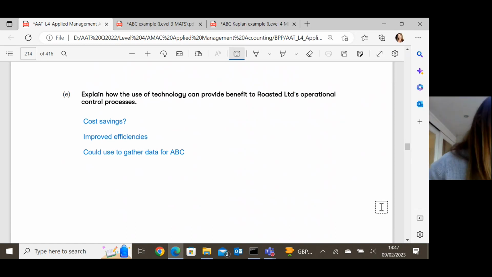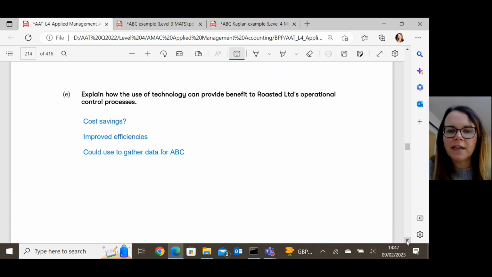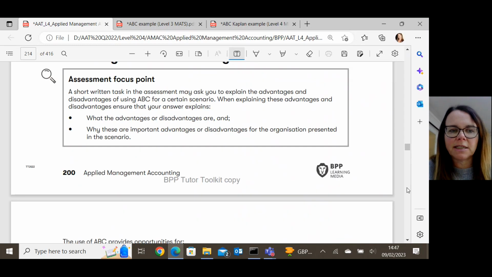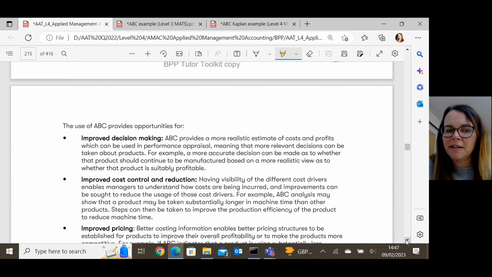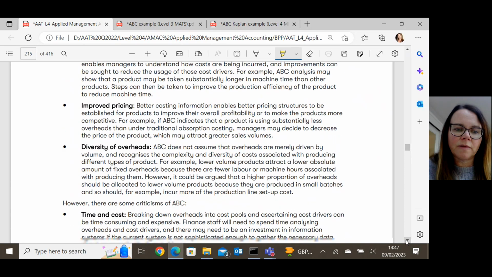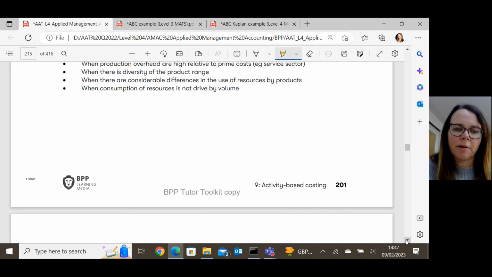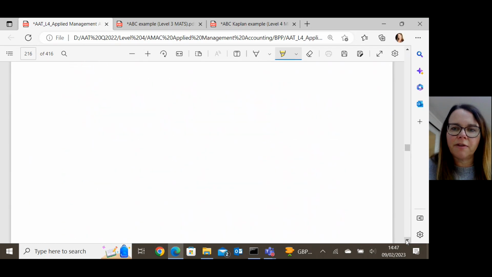So then, as I said, please do make sure that you have a read of these advantages and disadvantages. It does reiterate what I've said here, that a short written task in the assessment may ask you to explain advantages and disadvantages. Yeah, so I think it's quite likely to come up. So yes, there's a lot of detail there. I will just summarise that for you here.